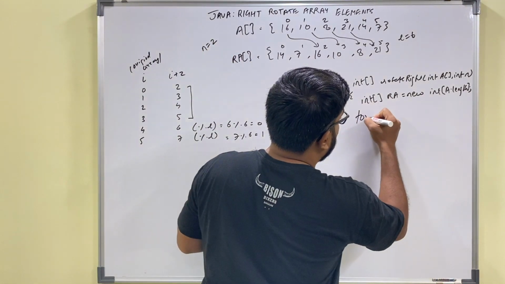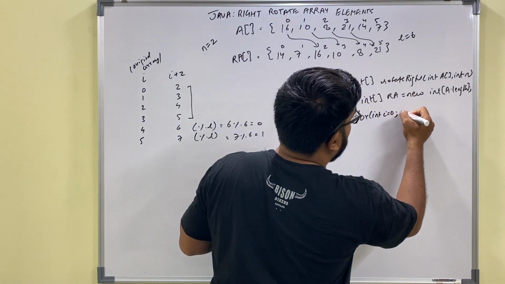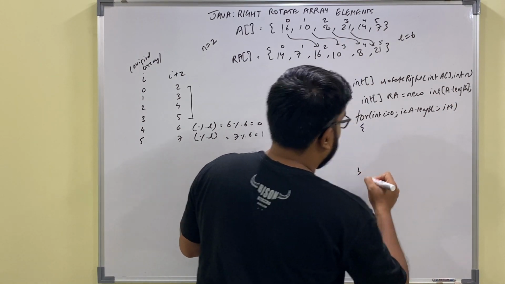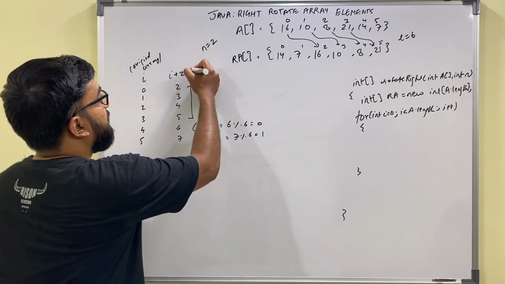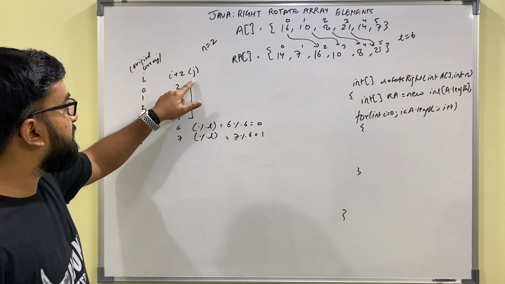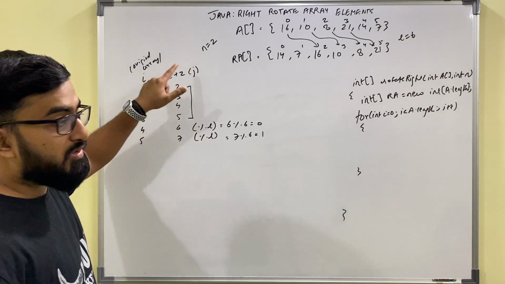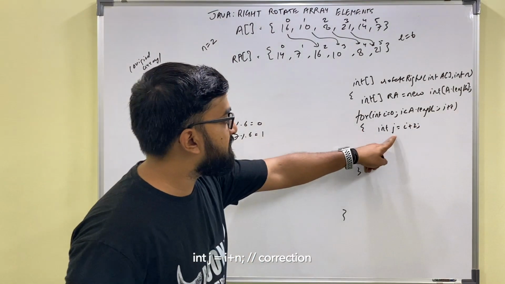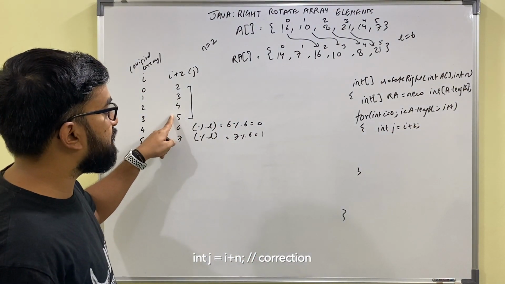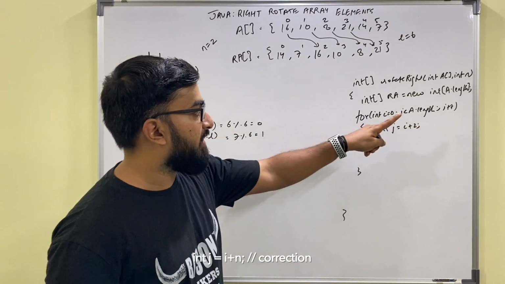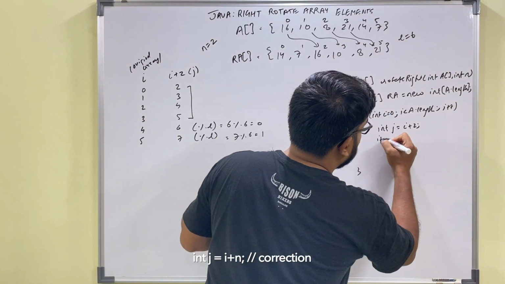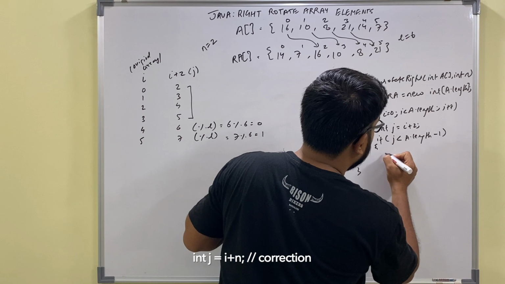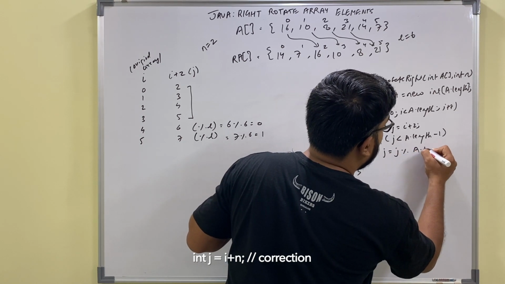So we say for int I equal to 0, I less than a dot length, I++. If we say this is J, that is the index where the value I goes into the rotated array is index J. So I am going to say int J is I+2. And in the case J is out of bounds, that is it is greater than the largest index, you can do J percent the length of the array. So if J is greater than A dot length minus 1, we do J is J percent A dot length.